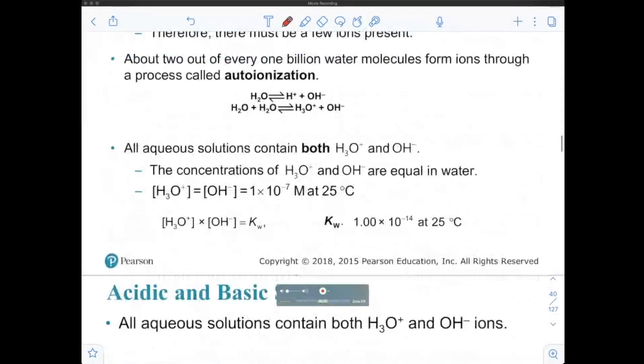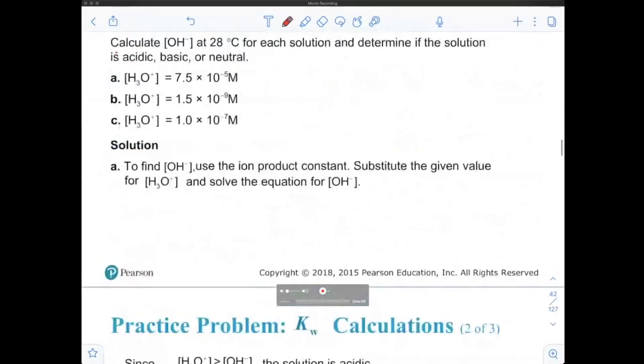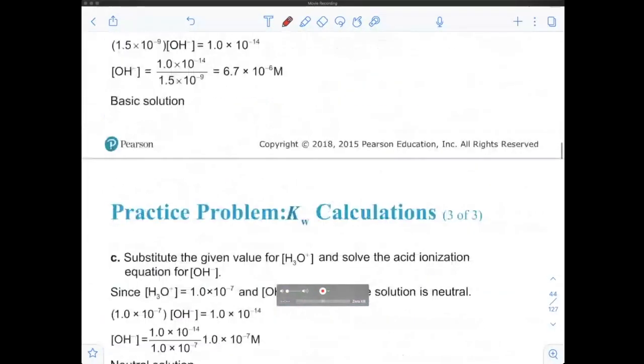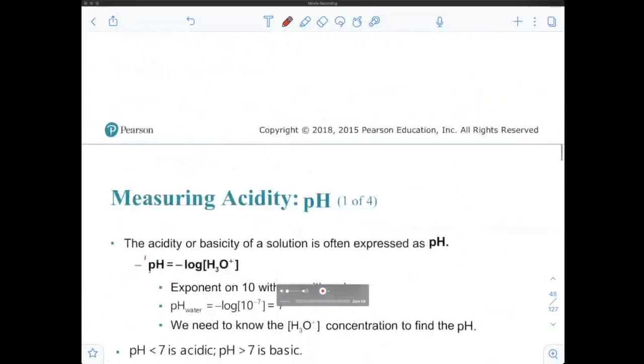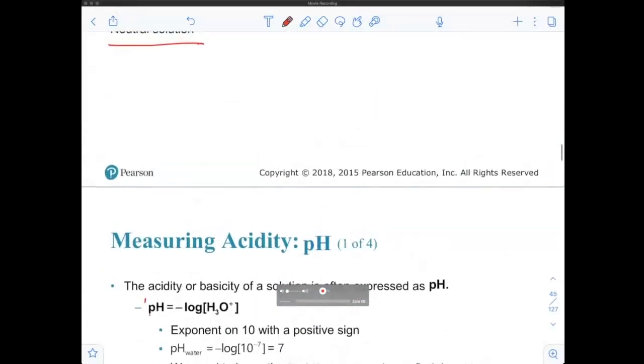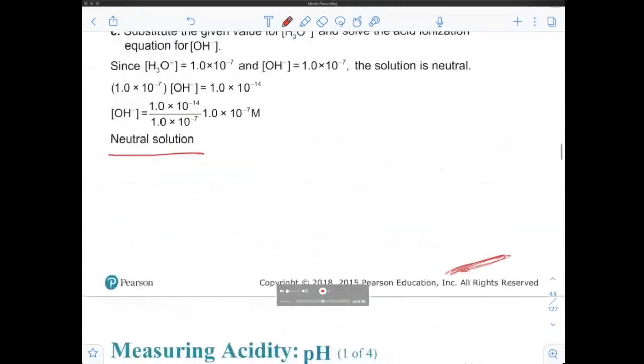Let me finish up the autoionization of water, and then I'll start with a new lesson. I'll say where I'm going to start the new lesson. Oh, right here. So this is going to be the end of this video.